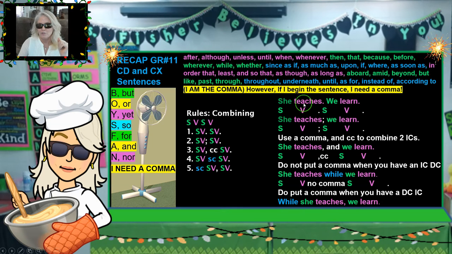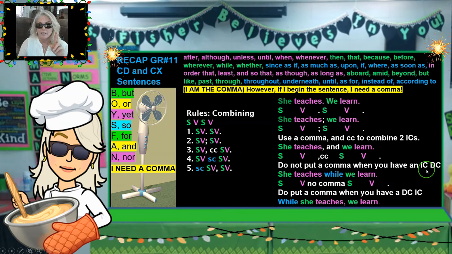We said that when you have two sentences, you can put them together. You can put periods at the end of each, right? She teaches. We learn. You can combine them with a semicolon: she teaches; we learn, because they're similar. Or we can combine them with a coordinating conjunction, BOYS FAN, and we need to put a comma if we use one of those: but, or, yet, so, for, and, nor.